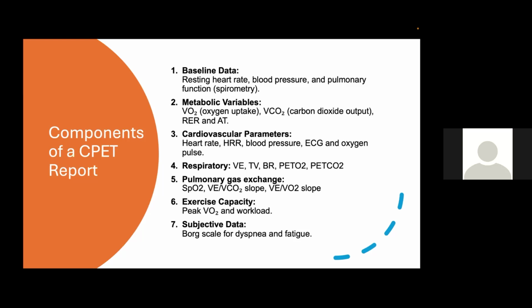And then we have the metabolic parameters: oxygen uptake and carbon dioxide output, and respiratory exchange ratio, and to determine the anaerobic threshold. We'll talk about these parameters in the lecture. And then we have cardiovascular parameters. So we'll see the response of the heart rate and the blood pressure during exercise. We'll look for the ECG abnormality in the test and oxygen pulse.